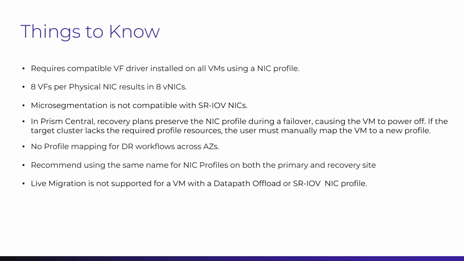If a guest VM is a member in a recovery plan within the same Prism Central, the NIC profile is preserved on failover. For other scenarios, you must manually map the VM to the proper profile on failover. Live migration is currently not supported for VMs using SR-IOV or data path offload.